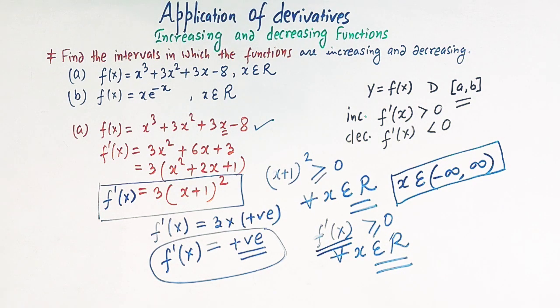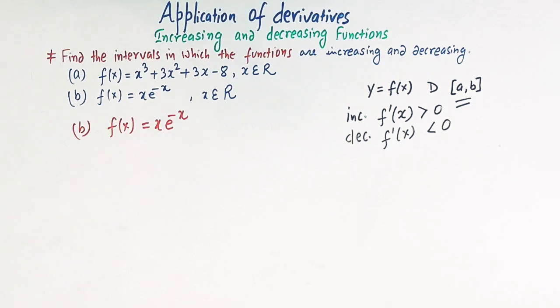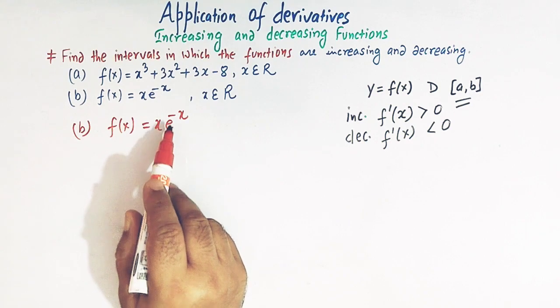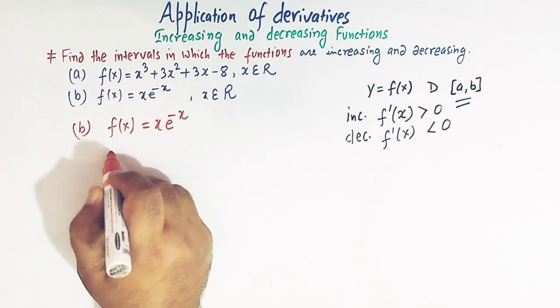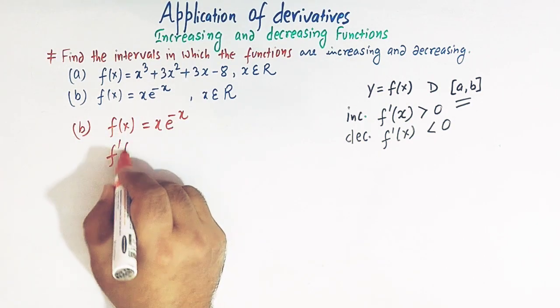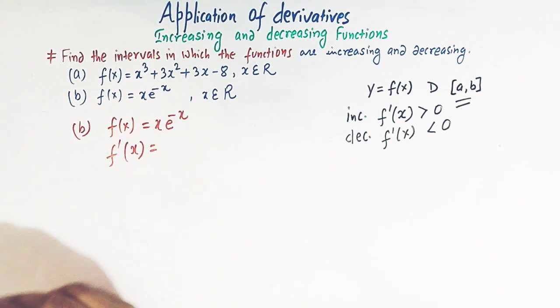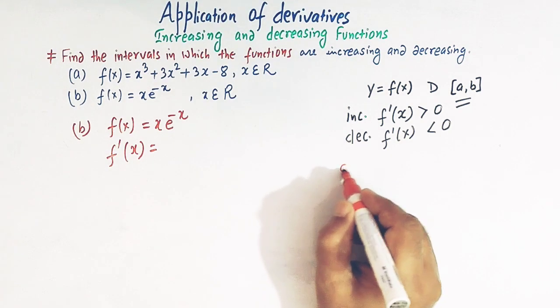Let us take the second problem. Now the second function is f of x is equal to x times e raised to minus x, right? Now let us calculate the derivative of this function. This is the product of two functions, so we can apply the product rule, right?